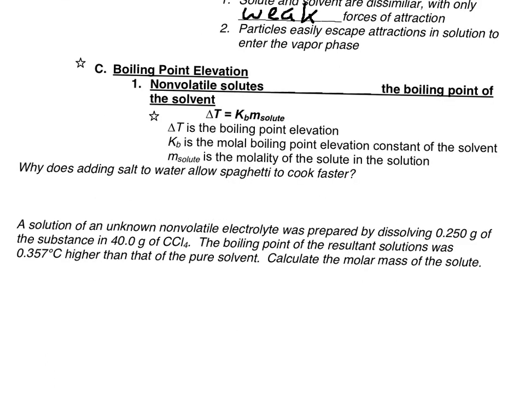The next thing we're going to look at is boiling point elevation. It does exactly what it says. If you put a solute into a solvent, it elevates or raises the boiling point of the solvent, makes it go higher. This equation right here, this is a really important one to know. It stands for the change in temperature. That means the change in temperature of the boiling point. So it used to boil at 100, now it boils at 101. So the change in temperature would be 1, equals the molar boiling point elevation constant of the solvent.